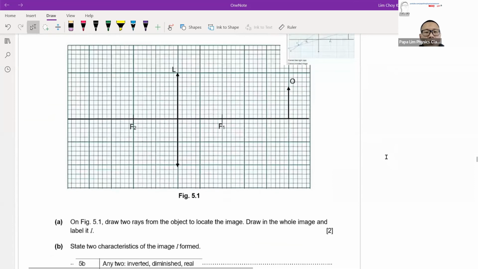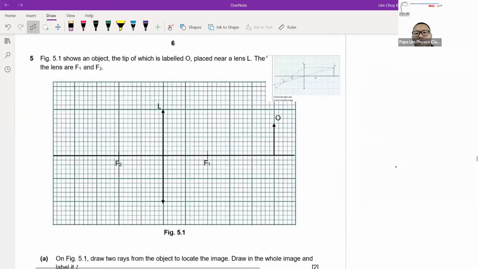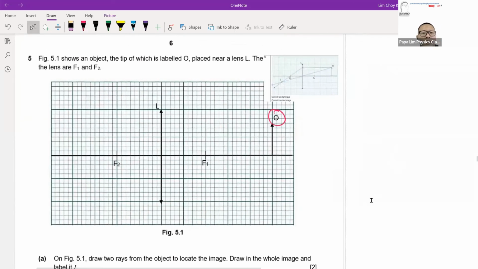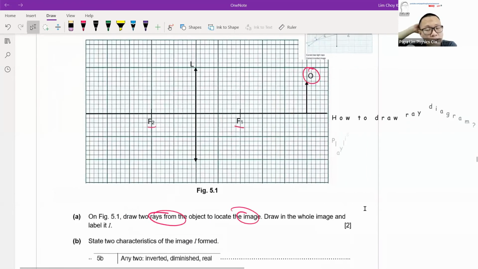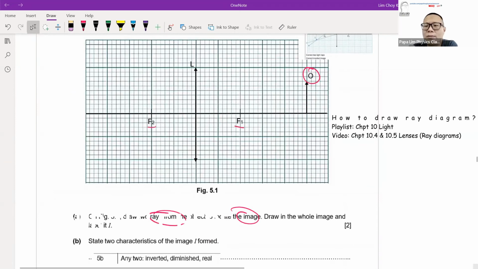For question 5, redrawing the diagram, you have an object which is here. Now the focal points given for the lens are F1 and F2. So draw two ray diagrams to locate the image. Now ray diagrams, if you have forgotten, you can revise by looking at the videos that I made on ray drawing diagrams. I have made 2 videos on ray drawing diagrams, so take note of it. You can refer to them in my description panel below, or click on the link provided below also. Look at how you draw the ray diagrams.